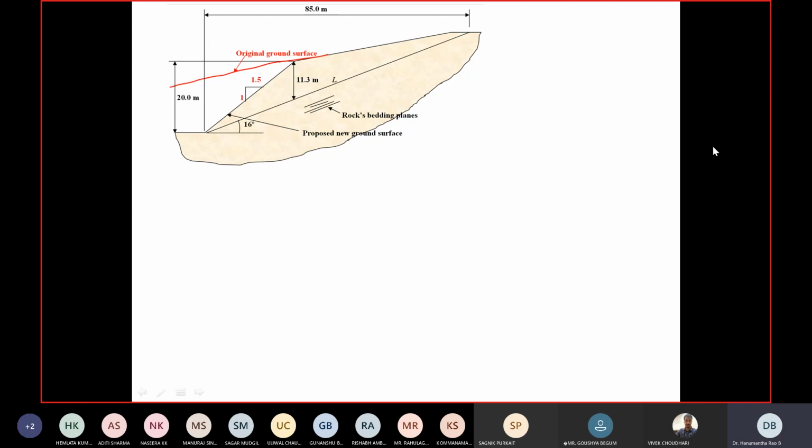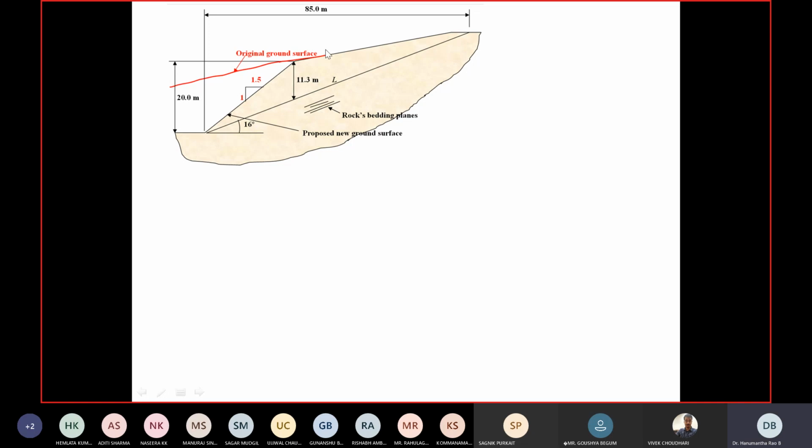Okay. So can we determine the length L, basically the length of the failure plane? Yes, sir. By geometry, we can find it. Yeah, follow the same simple geometrical methods. Okay, so everywhere follow the simple geometry.